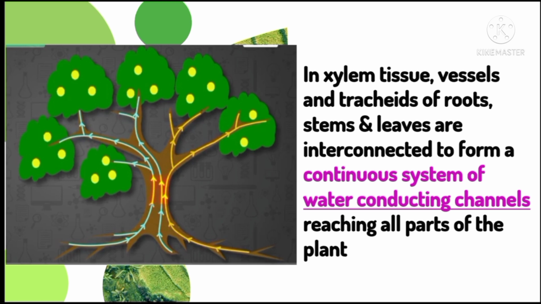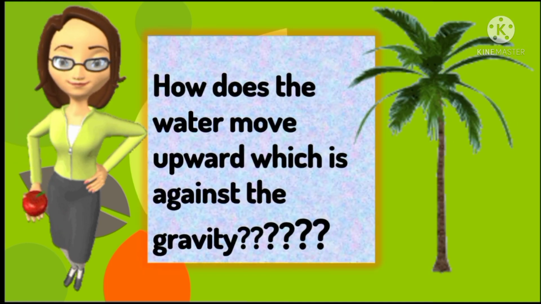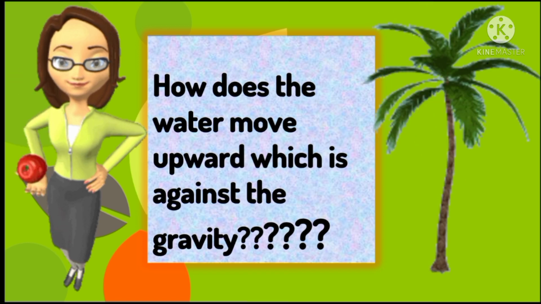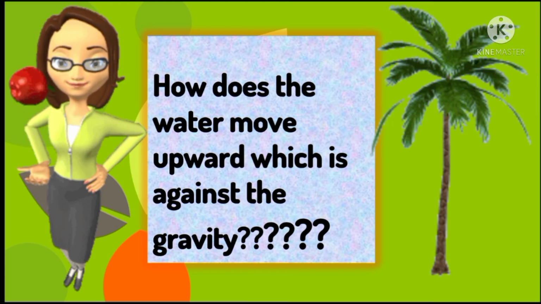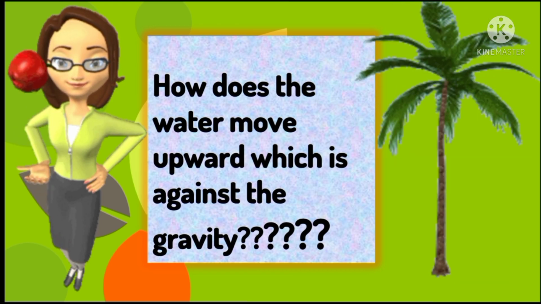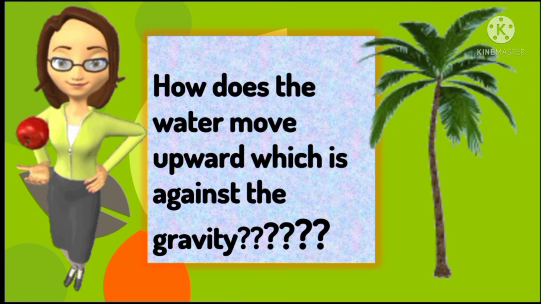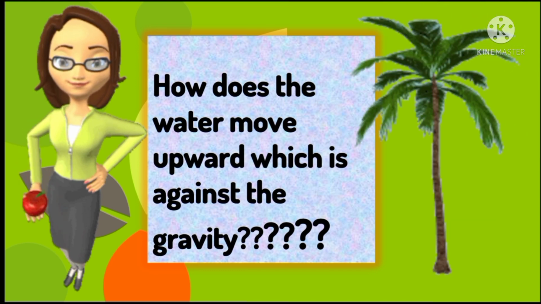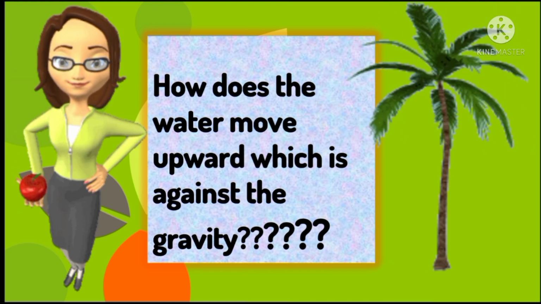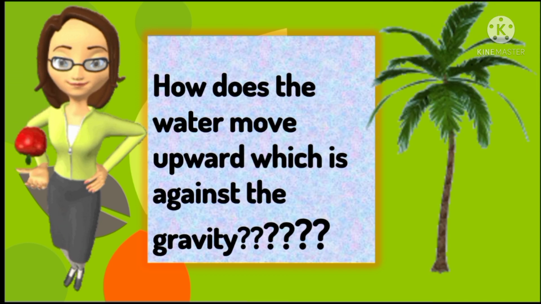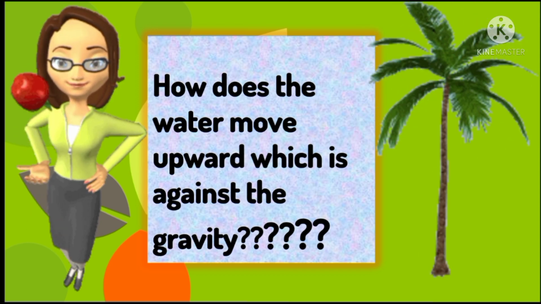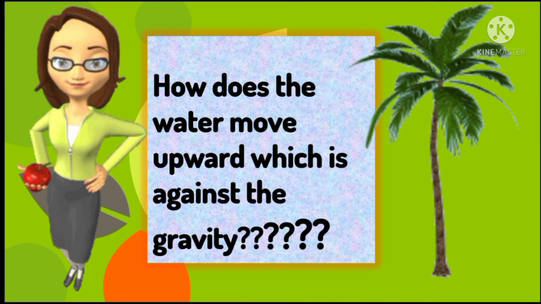So I have a doubt again. How does the water move upward, which is against gravity? We all know the gravitational law. That is, according to the gravitational law, whatever we throw upward will be attracted towards the earth. But how is water moved upward, which is against gravity? Yes, the plants have a very concrete mechanism to accomplish this. That is, the first method is the root pressure method.